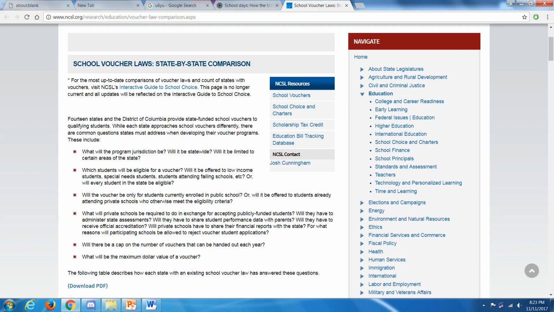This article again talks about the voucher system. Again, you guys can read more about how this works on this website.